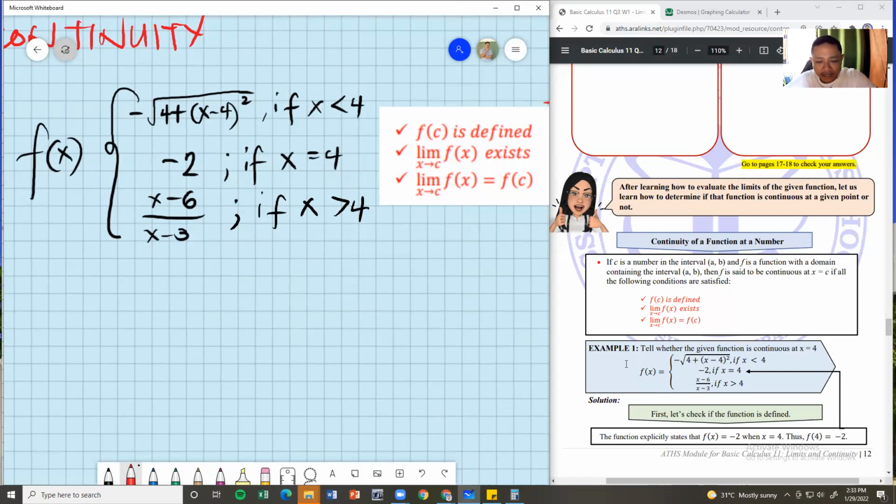Are we ready to learn this? Show me a reaction if you are ready for this. Madali lang to, don't worry. Kasi mag-substitute lang tayo. Okay.